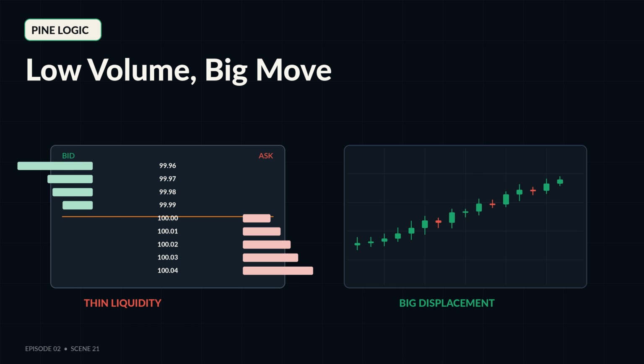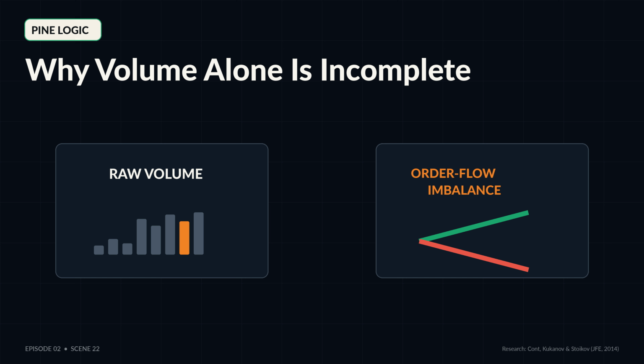It only shows high effort relative to result. A large move can also occur on relatively little volume when liquidity is thin. Price does not always need massive participation to travel far. Sometimes there simply is not much resting interest in the way, a liquidity vacuum.